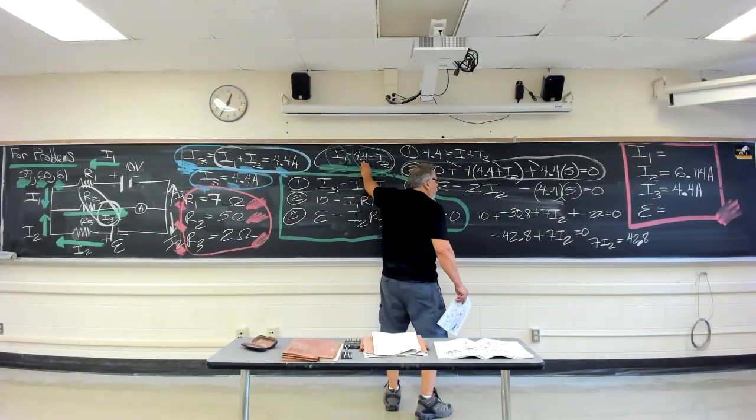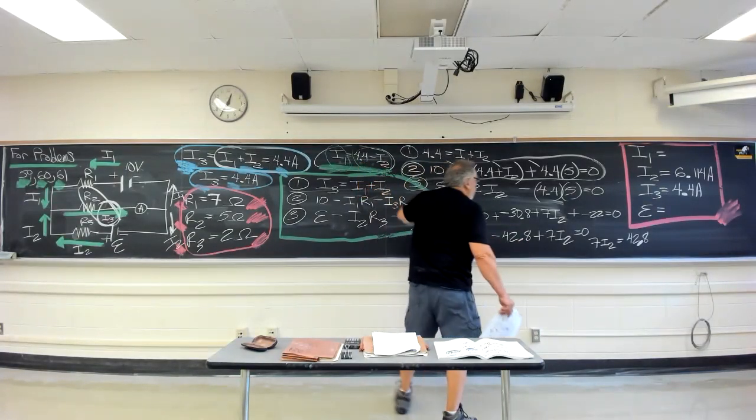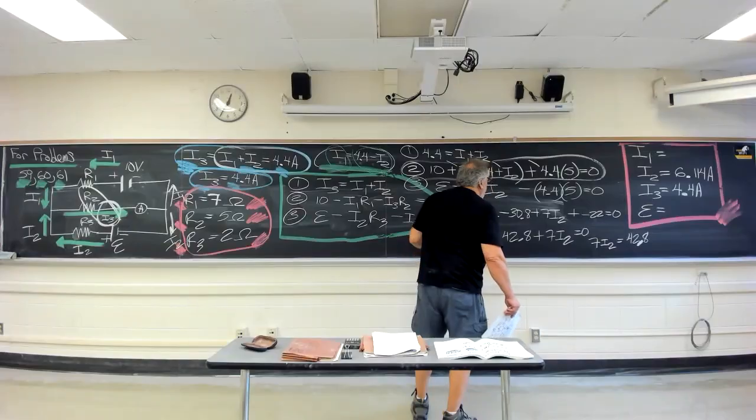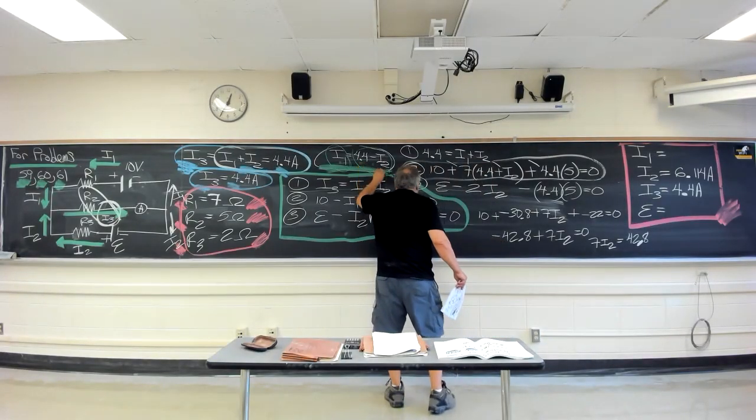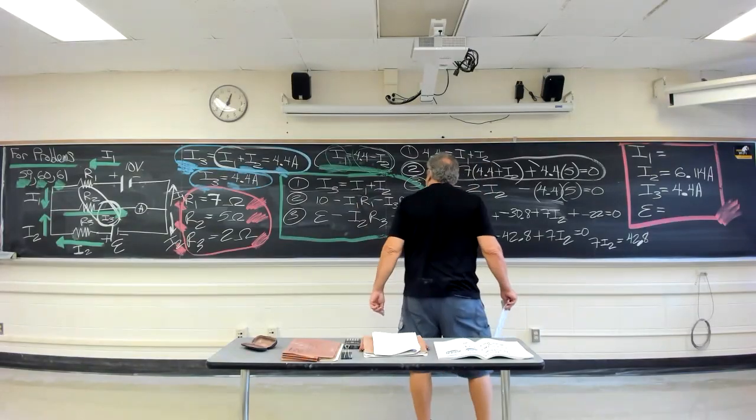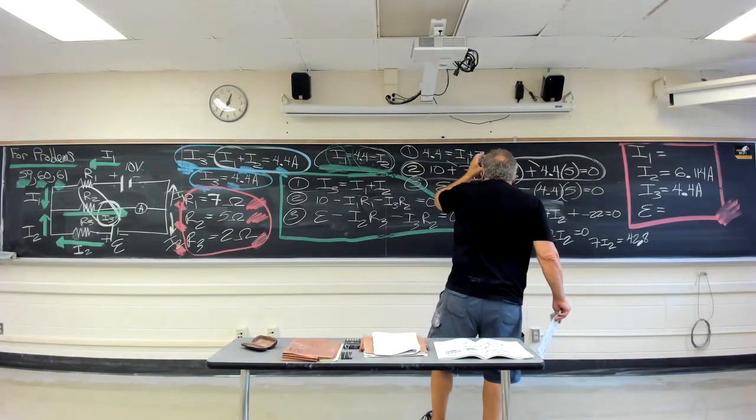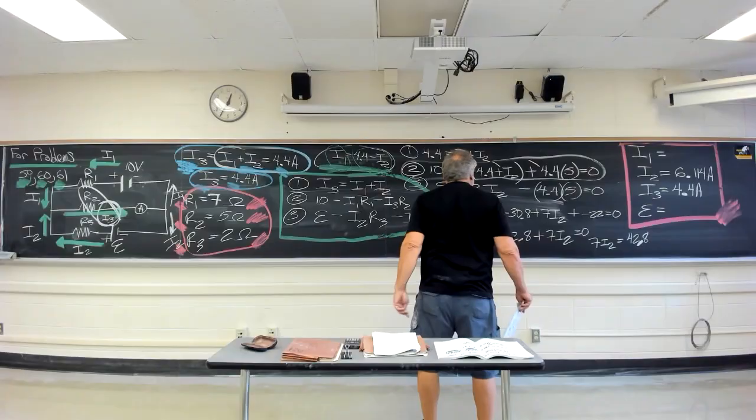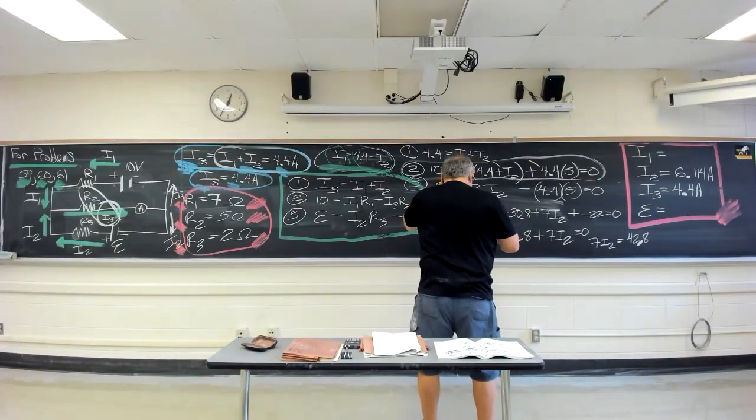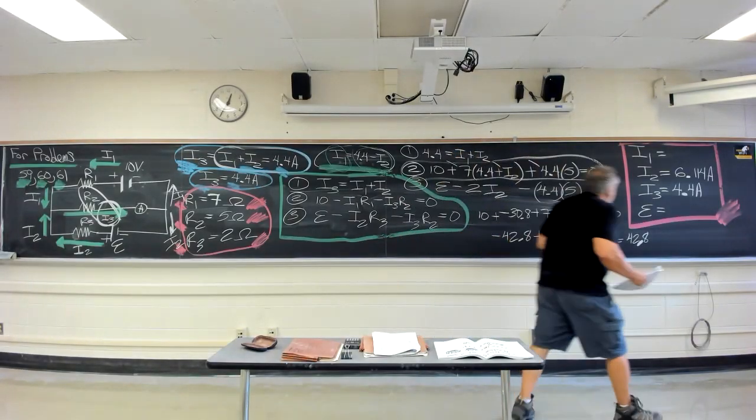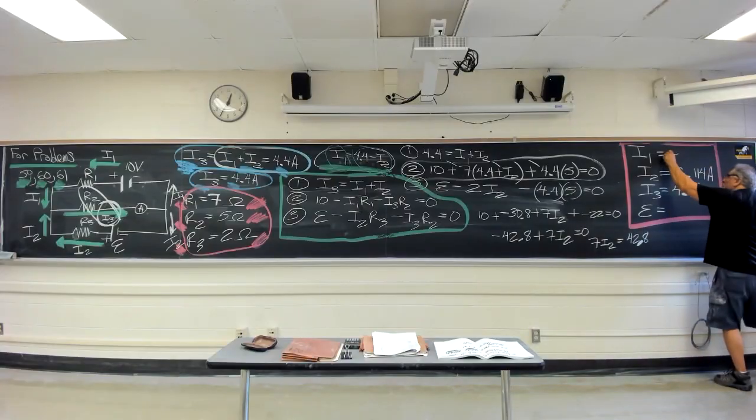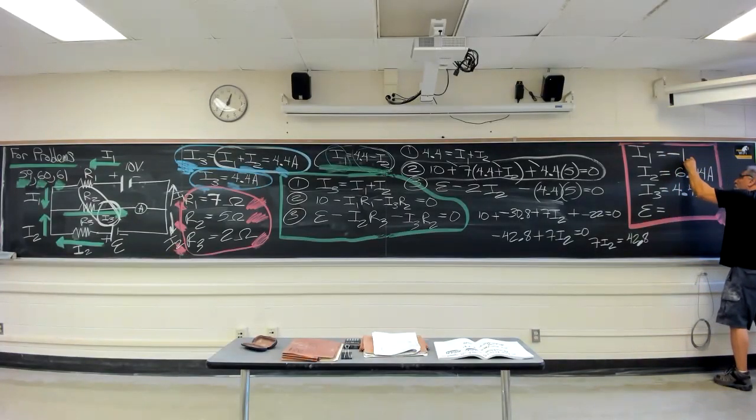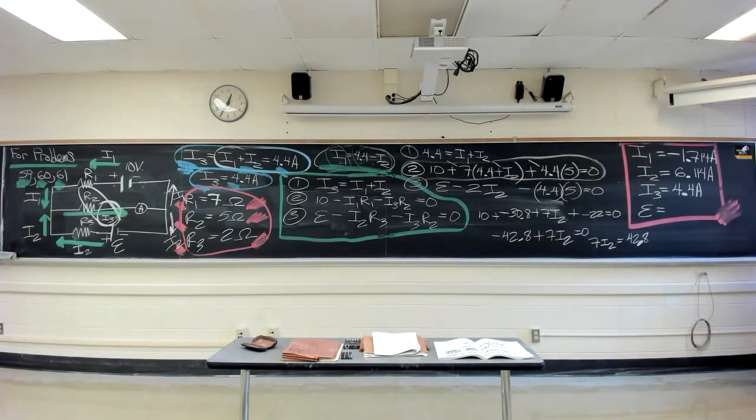This is 4.4. This is 4.4. I2 is 6.114. 4.4 minus 6.114, that's negative, that's like negative 1.714. Okay, that's important. The magnitude is right. The direction I guessed was wrong. That's all right. We'll fix it.